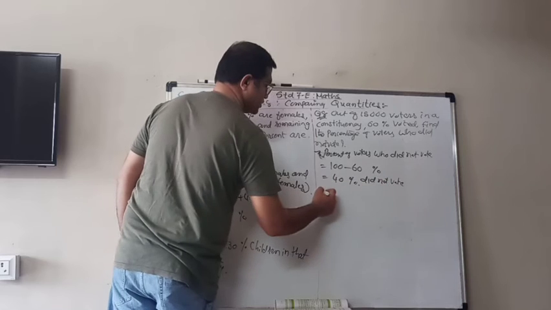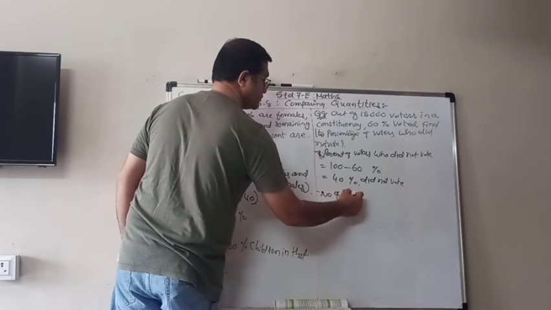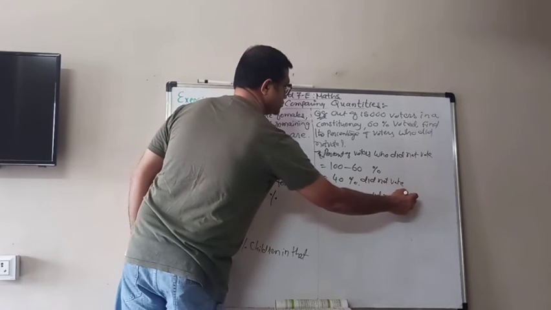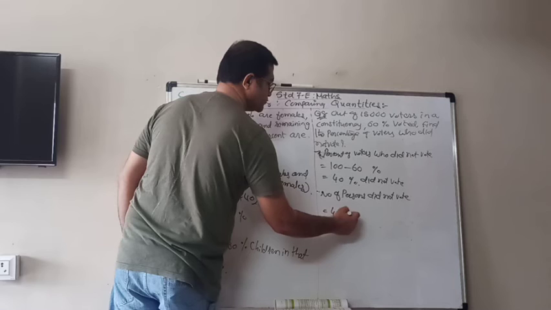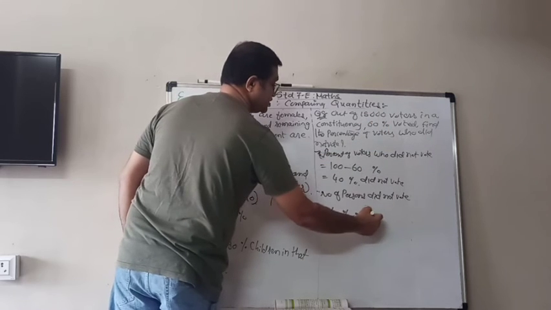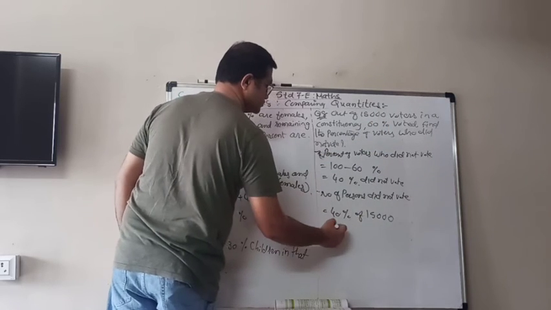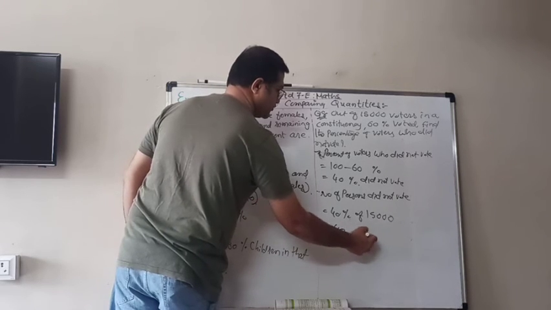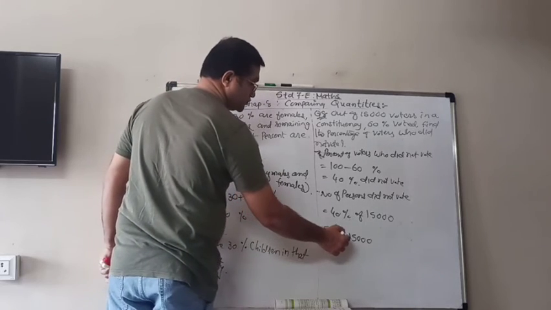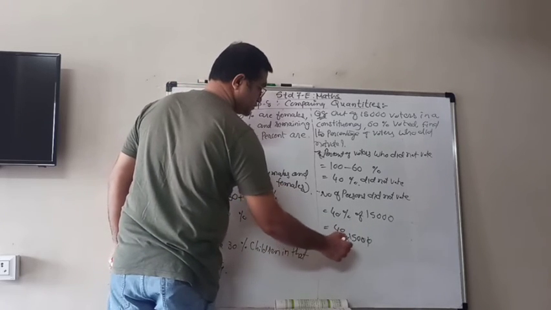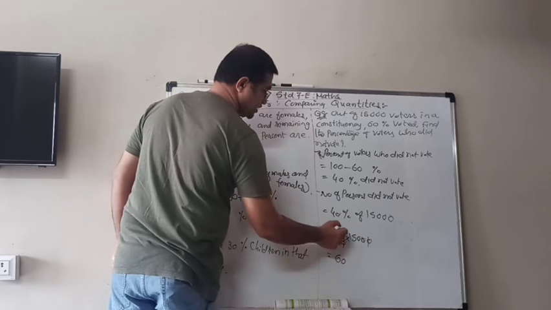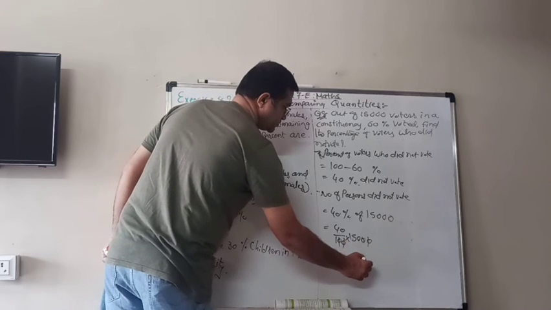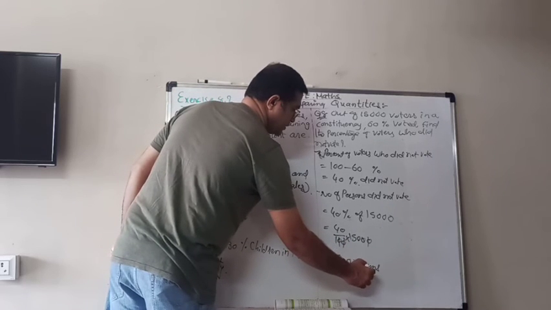Therefore, number of persons who did not vote is 40% of 15,000. That is 40 upon 100 into 15,000. So zeros are cancelled. 15 fours are 60 and 2 zeros. So 6,000 persons did not vote.